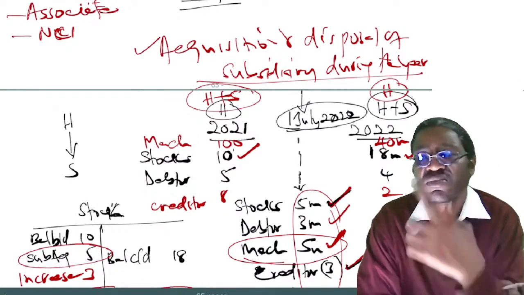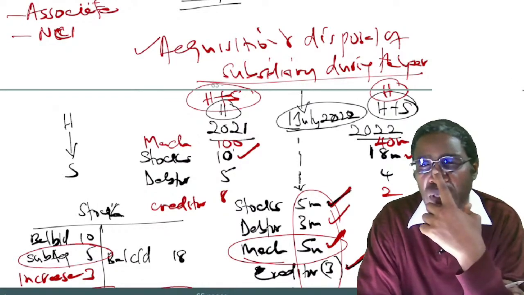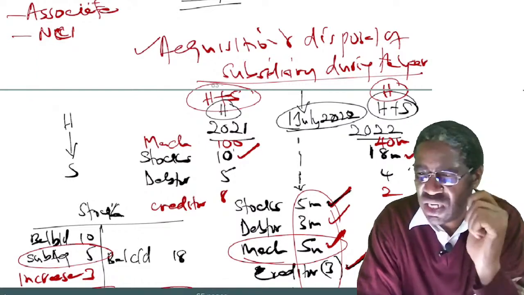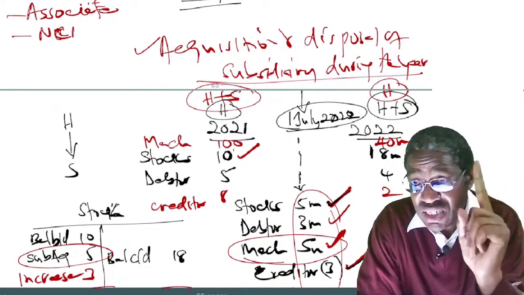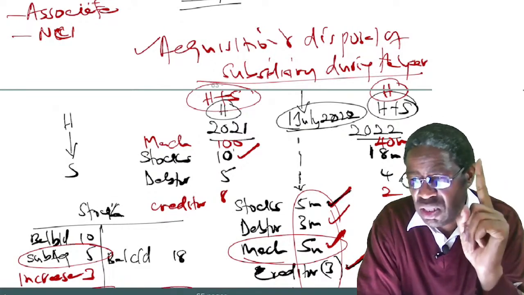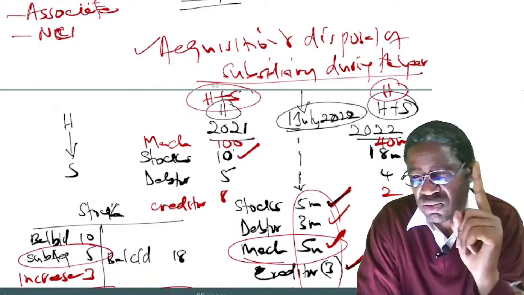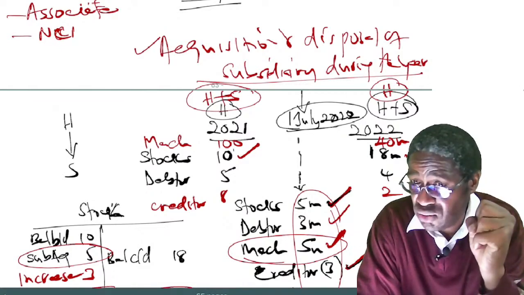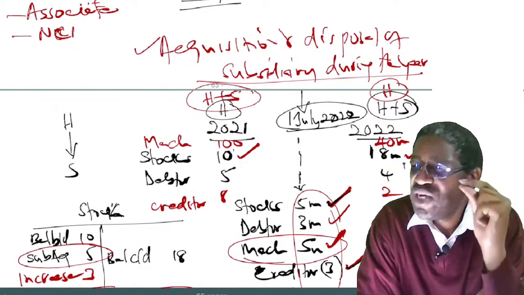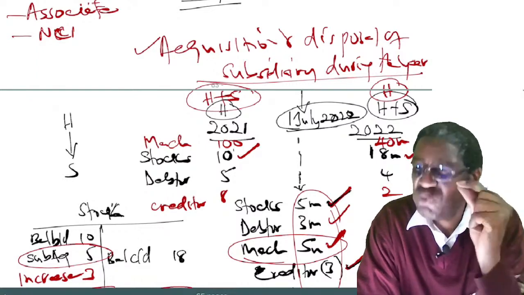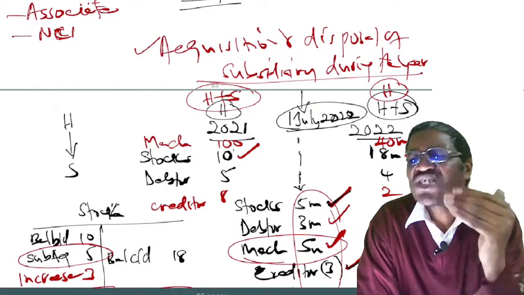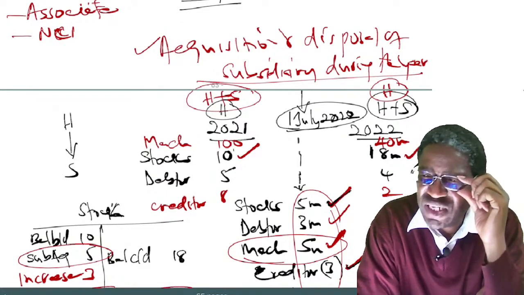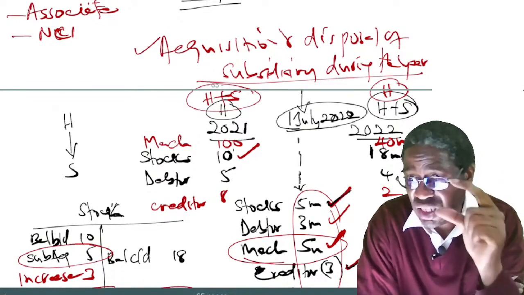Then you say this. Any assets of the subsidiary company at the date of acquisition should be debited in the respective asset account.